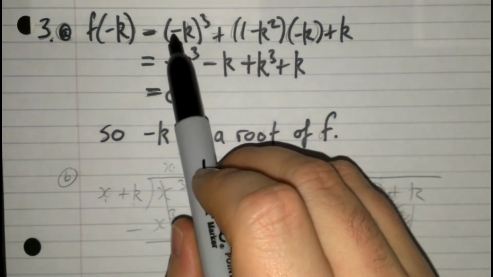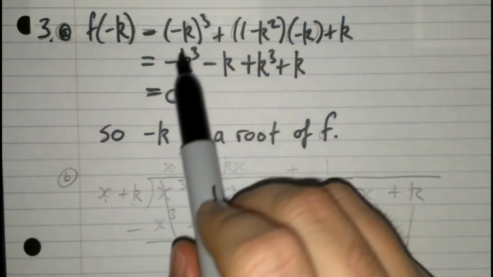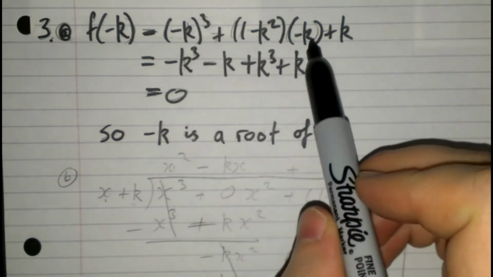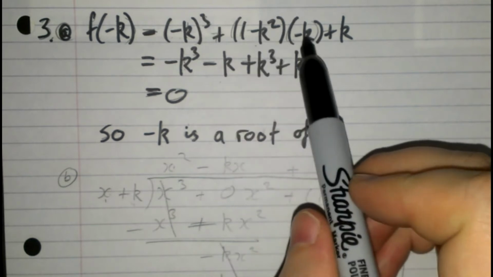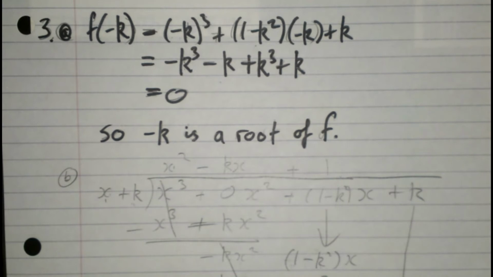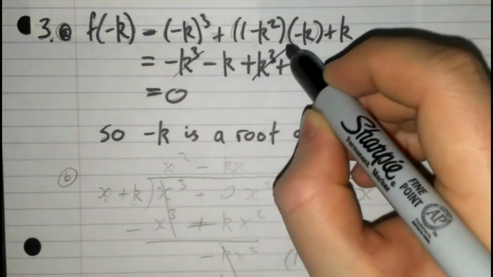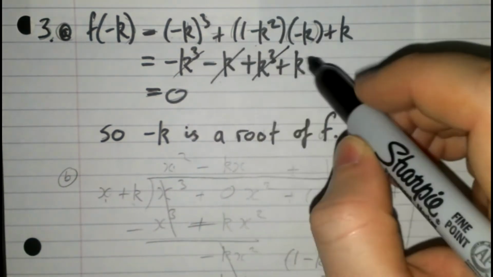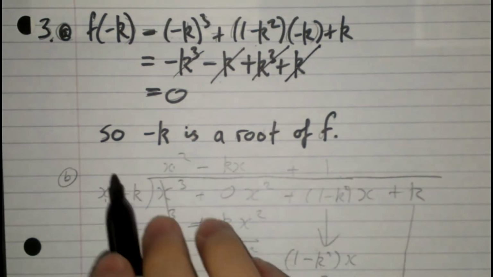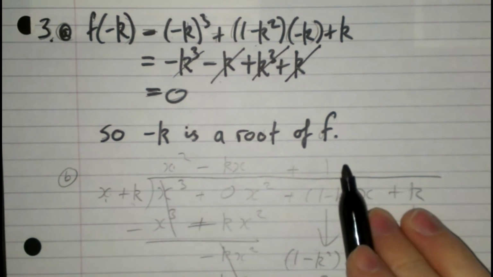Remember, the minus to the power of 3 is going to be negative, and the k to the power of 3 is just going to be k cubed. The 1 times minus k is going to be minus k, and the minus k squared times minus k is going to be plus k cubed, and the plus k is still there. So all that stuff cancelled, the cubes cancel, and then the first powers cancel, so we get 0. And since it's 0, we can say that minus k is a root of f.